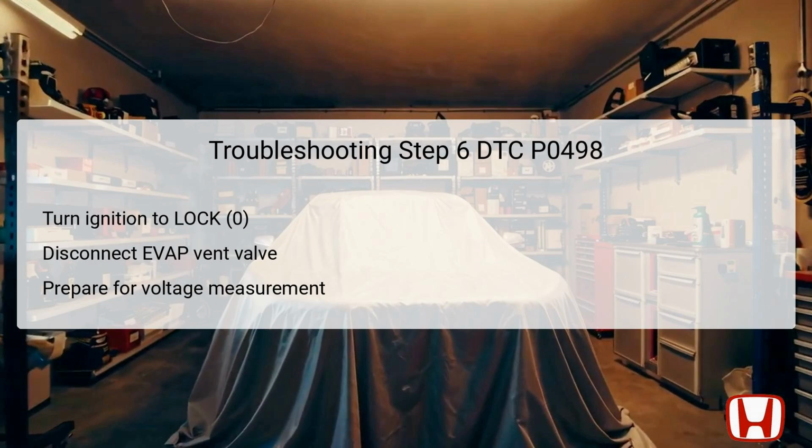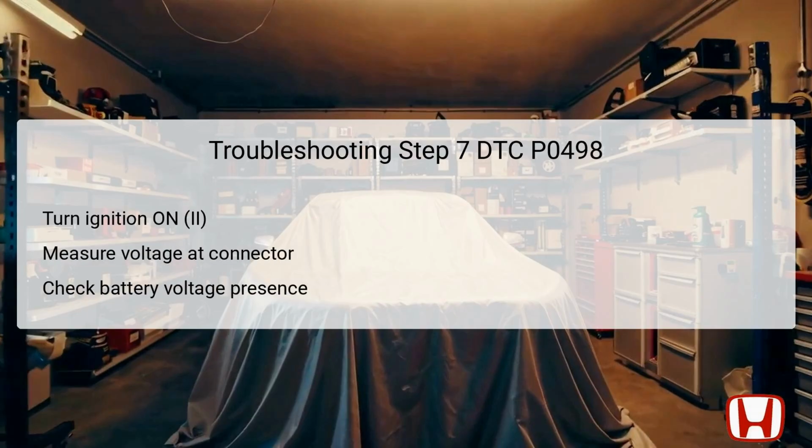Confirming that the valve is disconnected allows technicians to measure the voltage between the valve's connector terminal and the body ground accurately, leading to a deeper understanding of whether the low voltage issue is stemming from the valve itself or another source. In Step 7, the technician is to turn the ignition switch back to the on position, I, thereby powering the vehicle's electrical systems once again.